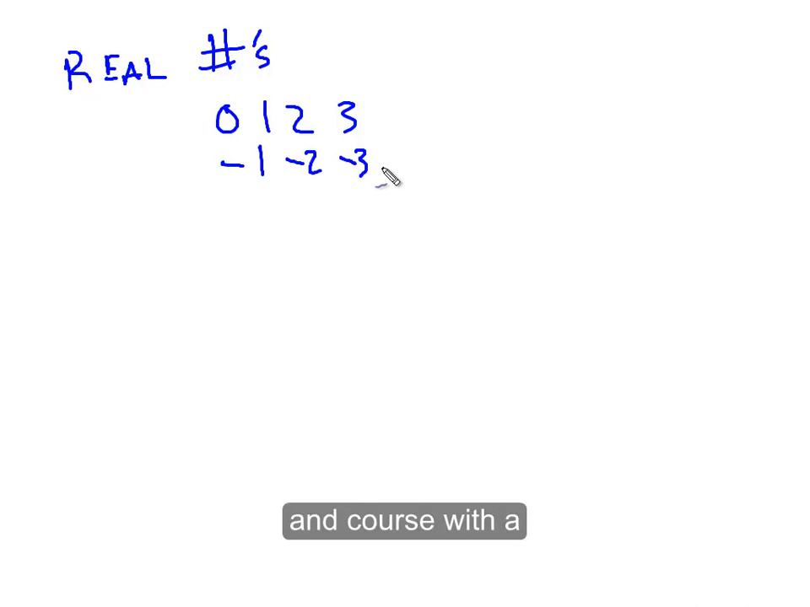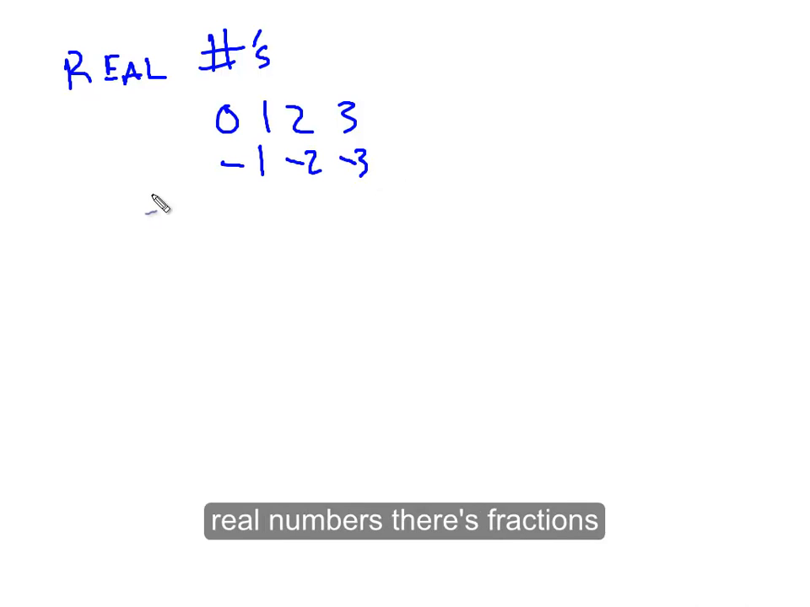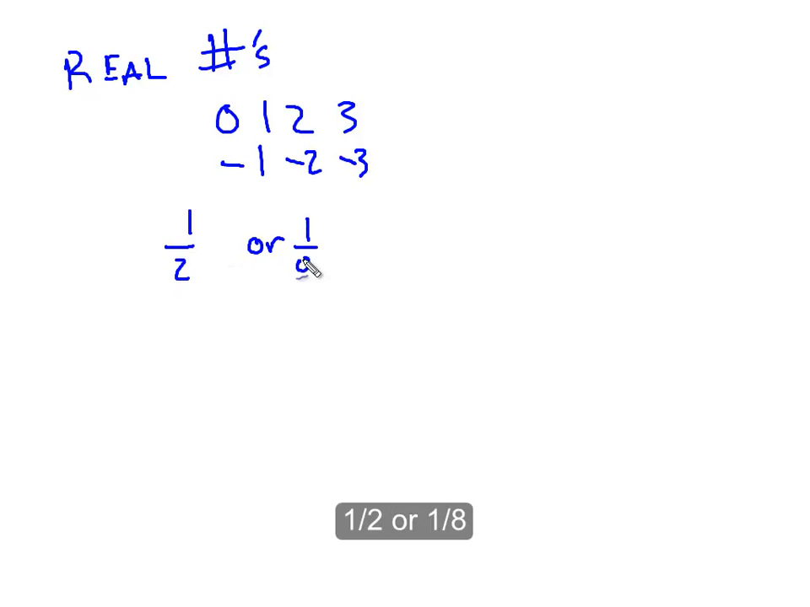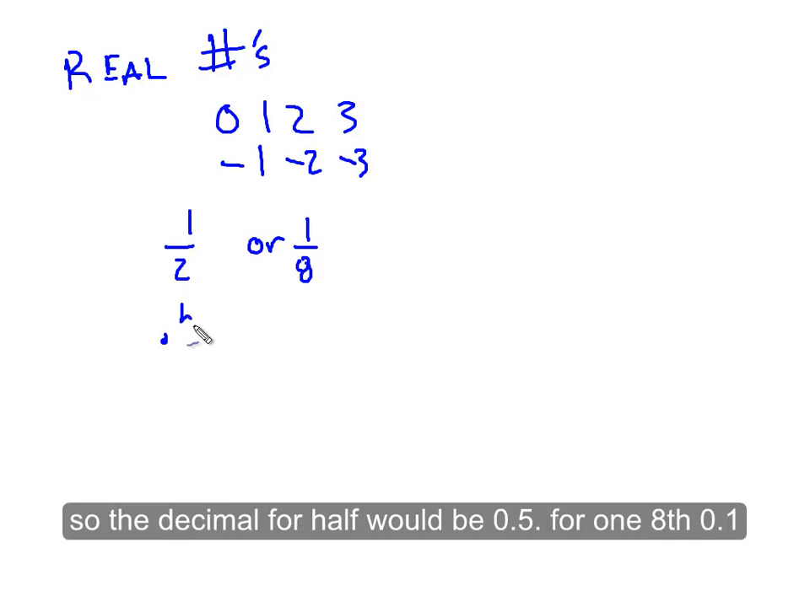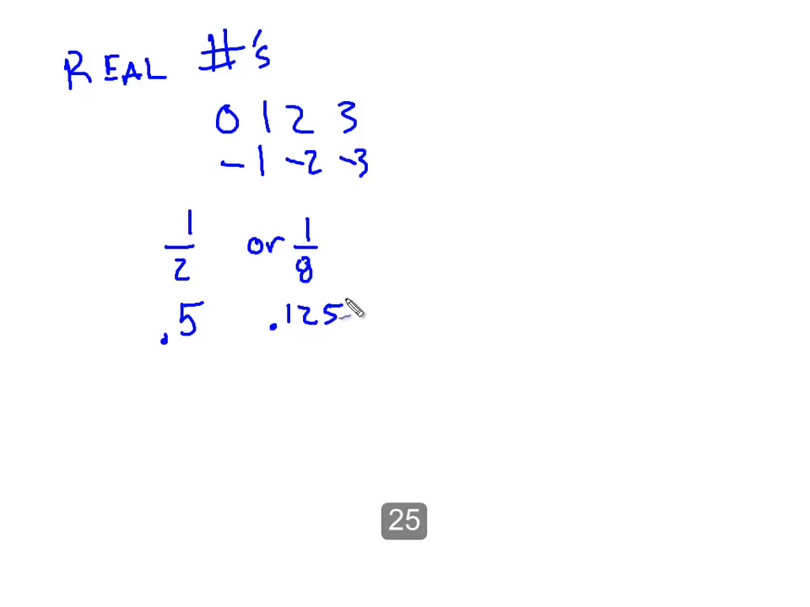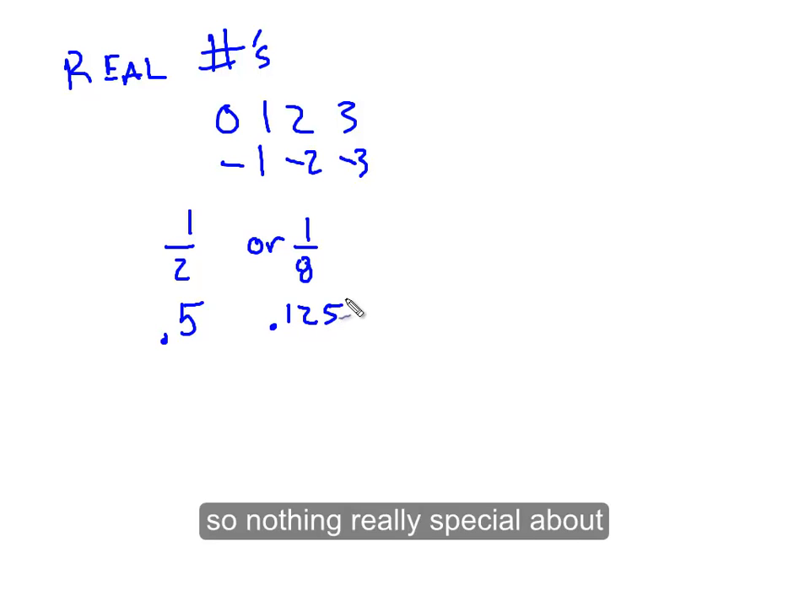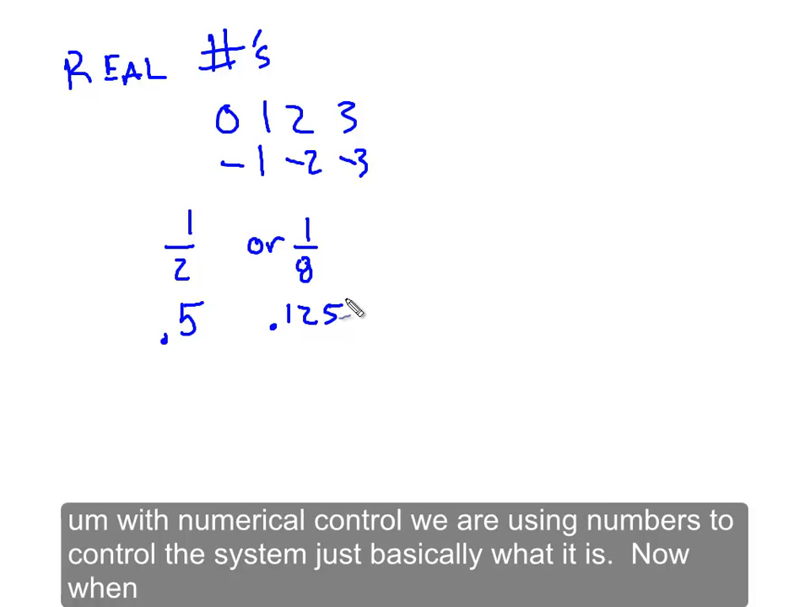And of course, with real numbers, there's fractions, so a half or an eighth. Fractions are part of real numbers. And then, of course, decimals. The decimal for half would be 0.5. The decimal for 1/8 is 0.125. So nothing really special about what real numbers are. With numerical control, we're using numbers to control the system, which is basically what it is.